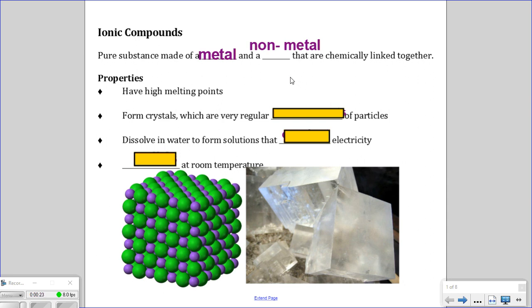All ionic compounds have the common properties of having high melting points. They form crystals, which are very regular arrangements of particles. The diagram down here shows the arrangement of those particles. So we have the generally larger metal atom or ion next to the non-metal ion. And you get this regular repeating pattern of metal, non-metal ion, which forms that crystal. Ionic compounds, for the most part, will dissolve in water to form solutions that conduct electricity. And they are solids at room temperature.